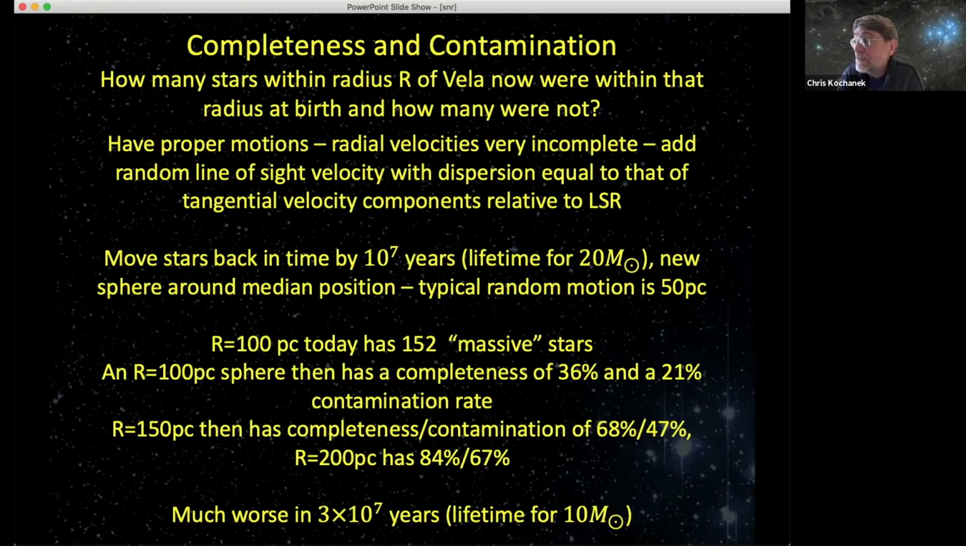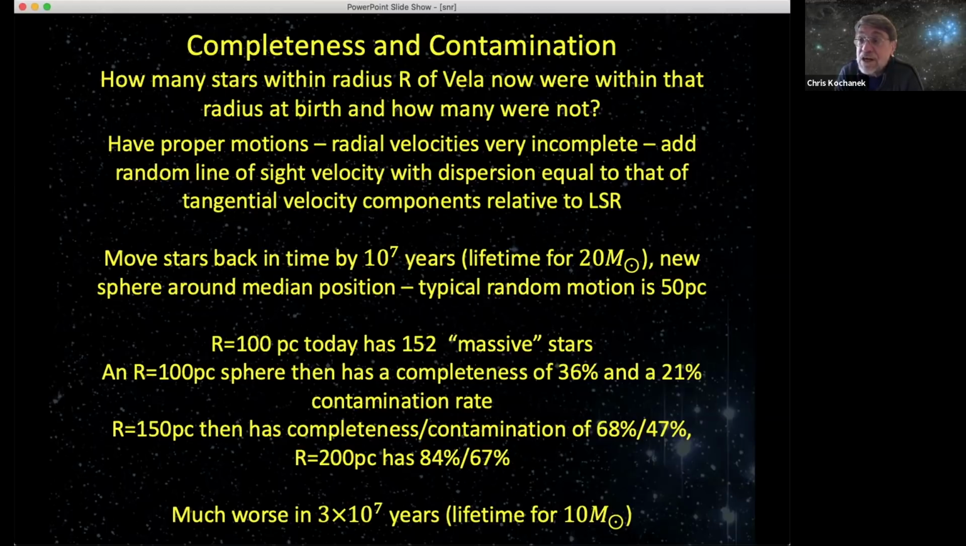And so if I take 100 parsecs around Vela now, it has 152 massive stars, which I have defined somehow, I'm not going to explain. If I go back 10 million years and ask how many of those stars would be inside a sphere centered at the median position of those stars 10 million years ago, it's a third of them. And if I ask how many stars which were not in the sphere end up in the sphere, it's about 21%. So that's not bad. You get about a third of the stars that were actually born with Vela, and a minority of the stars are stars that were further away.